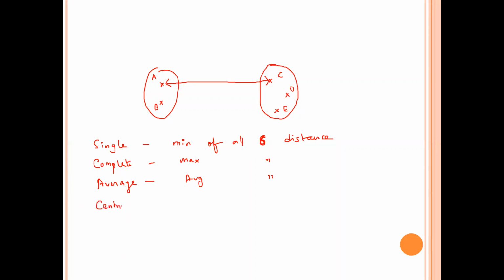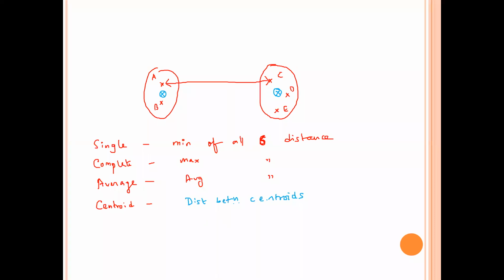Centroid distance is something else. For centroid distance, you find the centroid of each group: the centroid of A and B is the average of A and B, and the centroid of CDE is the average of C, D and E. Then you calculate the distance between the centroids. That is basically your centroid distance. You can choose any one of these distance methods.